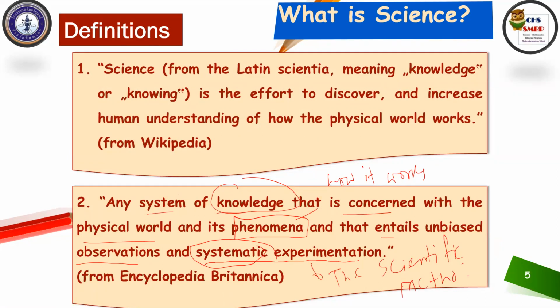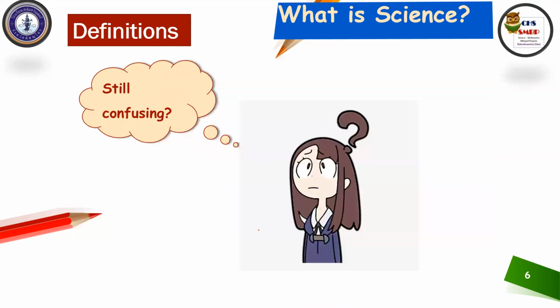And I will discuss the scientific method later on in the videos. So you can see there are some important words, like a scientist must be knowledgeable and must know about the physical world and its phenomena, what's happening and how it works. And that entails unbiased observations. So observation must be based on the facts and figures. So have to be objective, right? Not subjective. And must conduct a systematic experimentation.